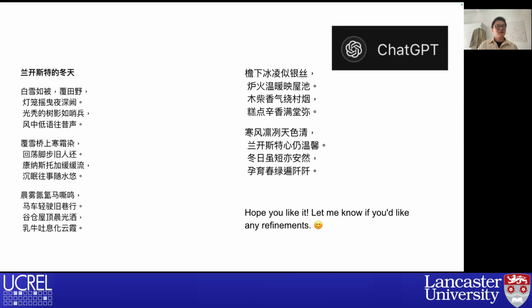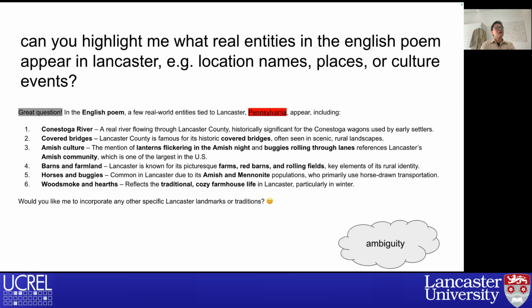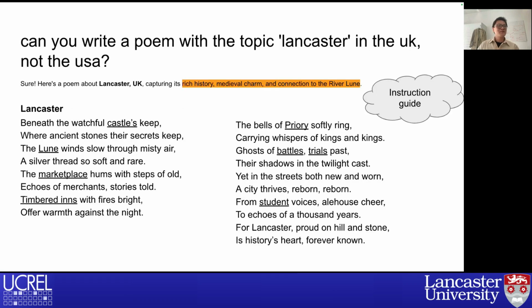I skipped the English one first because you will see later why. Then I asked, can you highlight what real entities in the English poem appear in Lancaster, e.g. location names, culture, events, etc.? Is that a great question? Because it does know it's NLP people asking, right? Then it said it was writing about Lancaster in Pennsylvania instead of what I wanted. That's the ambiguity issue that NLP people are very familiar with, right?